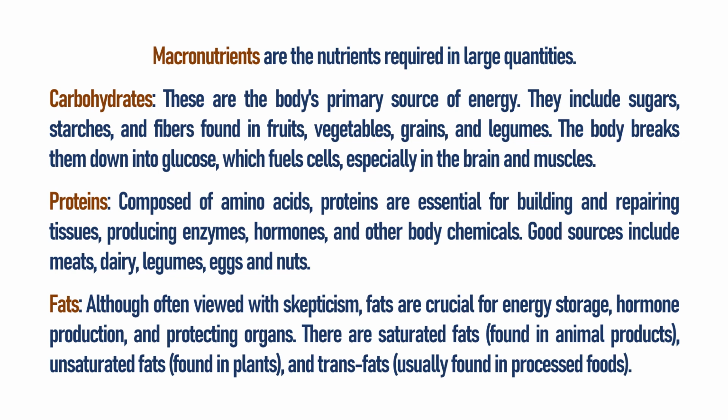Proteins are composed of amino acids and are essential for building and repairing tissues, producing enzymes, hormones, and other body chemicals. Good sources include meats, dairy products, eggs, legumes, and nuts. Fats are often viewed with skepticism, but fats are crucial for energy storage, hormone production, and protecting organs. There are saturated fats, found in animal products, unsaturated fats, found in plants, and trans fats, usually found in processed foods.